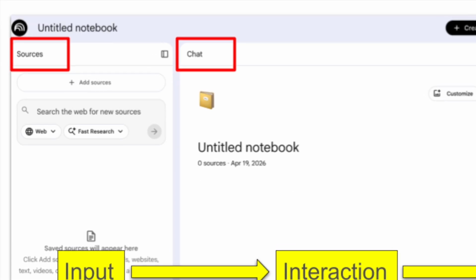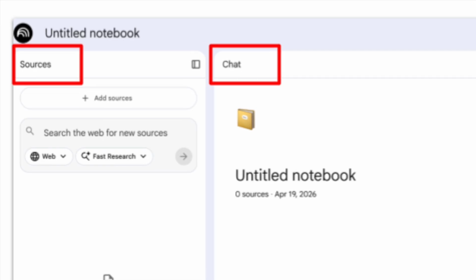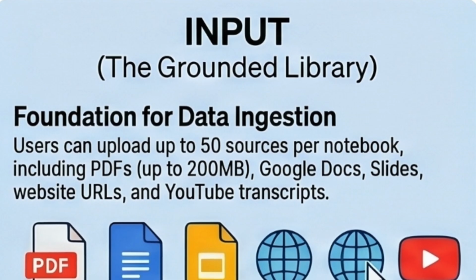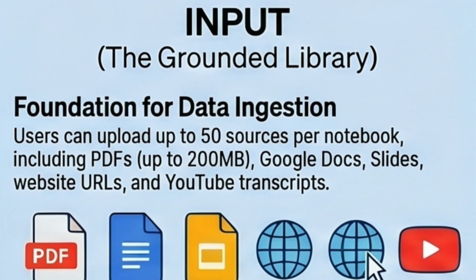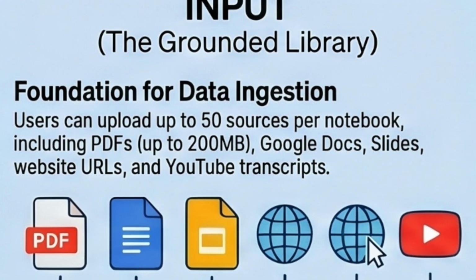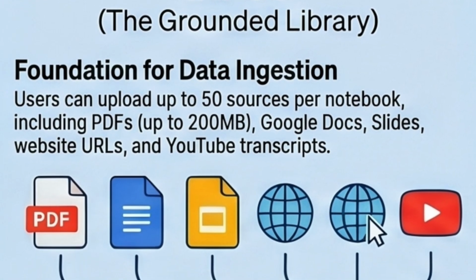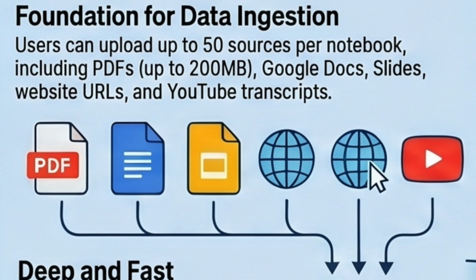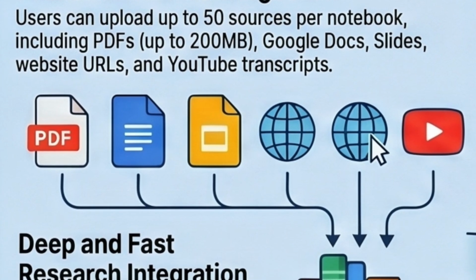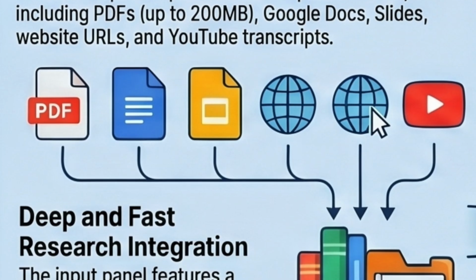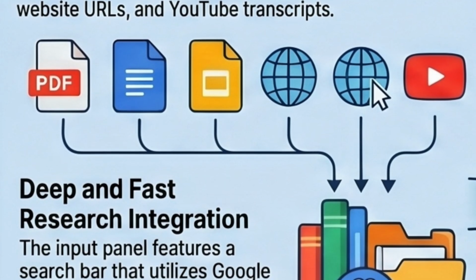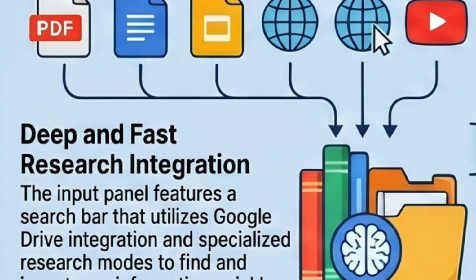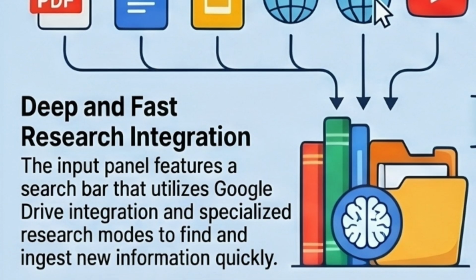Let's start with sources, where you input your data. Located on the left side of the screen, this panel is the foundation of your notebook. You can upload PDFs, websites, text, videos, or audio files. There is also a direct integration for importing files from Google Drive. In addition, it features a search bar for the web and specialized options like deep research for in-depth reporting and fast research for quick queries. These allow you to pull from the internet to find additional sources.